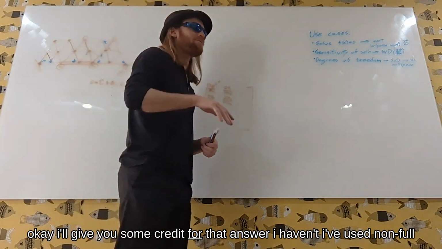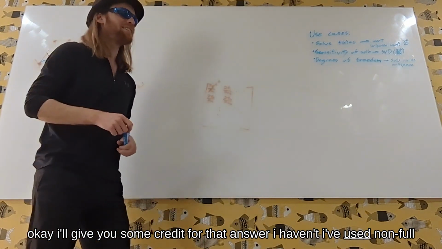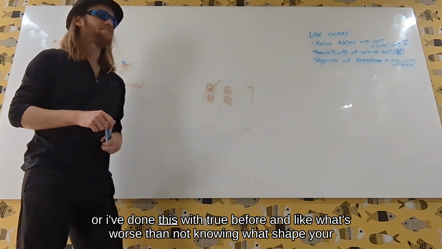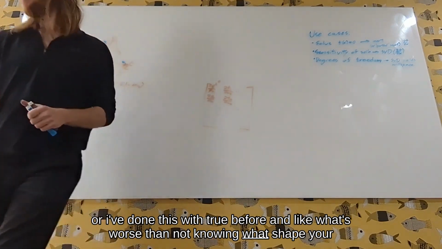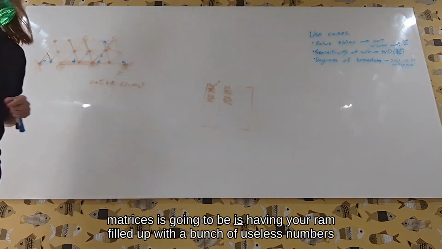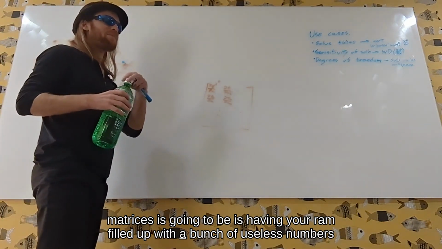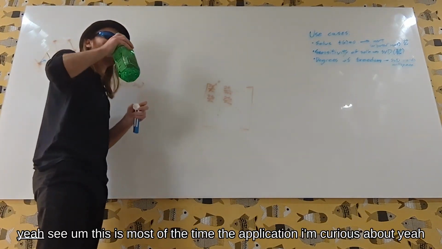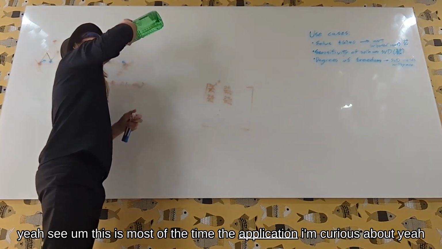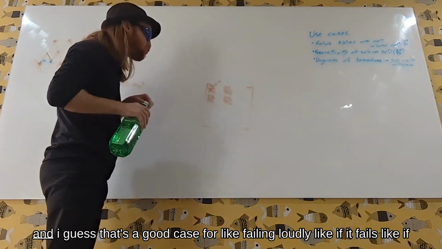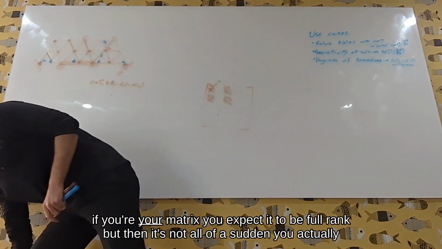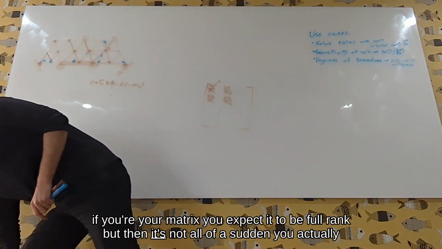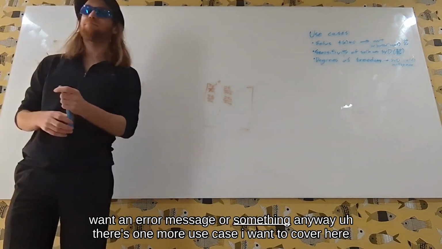Okay, I'll give you some credit for that answer. I've done this with two before, and what's worse than not knowing what shape your matrices are going to be is having your RAM filled up with a bunch of useless numbers. Yeah, they are useless most of the time. The application then clearly is bad. Yeah. And I guess that's a good case for failing loudly. If your matrix, you expect it to be full rank, but then it's not, all of a sudden you actually want an error message or something.